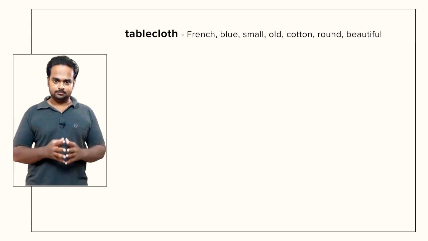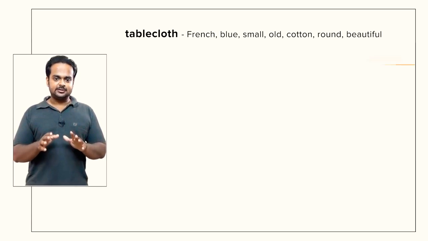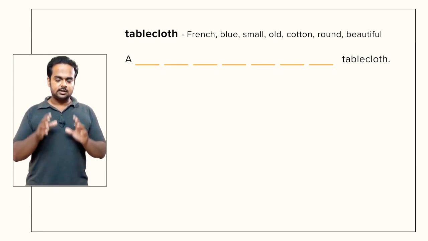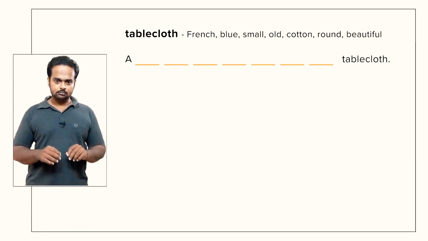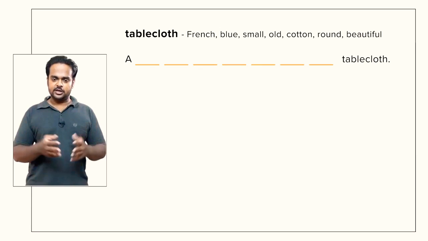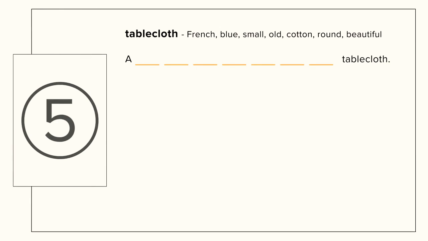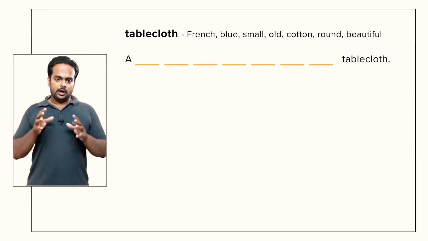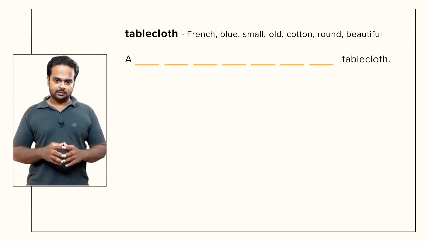And it's beautiful. Now your job is to put all of these adjectives in the correct order before the noun tablecloth. Pause the video if you want. Think about the order and then play the video again and check. All right, here's how you order adjectives in English.